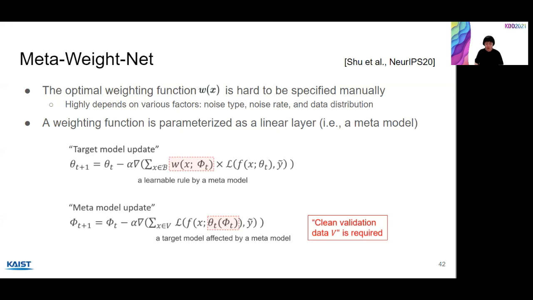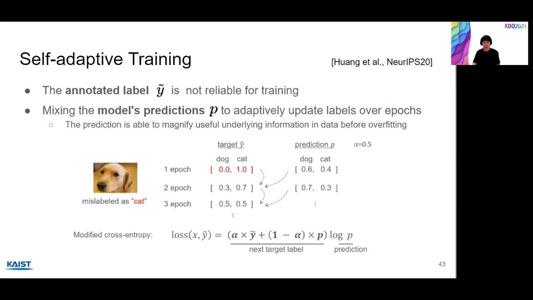Therefore, this approach requires clean validation data for updating the meta model, as a clean supervisory signal. So the meta model pi is updated such that it can reduce the loss of the clean validation data, not for the training examples, isn't it? So this model is very model agnostic and data agnostic in finding the optimal weighting rule. However, the limitation of this work is the need of clean validation data, which is very hard to acquire in practical scenarios.